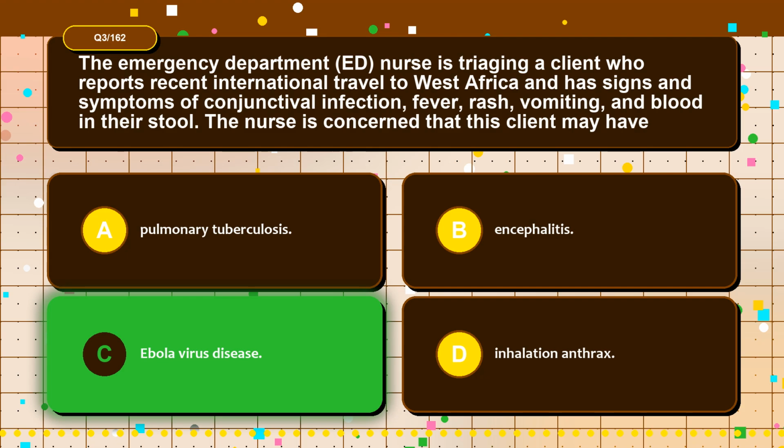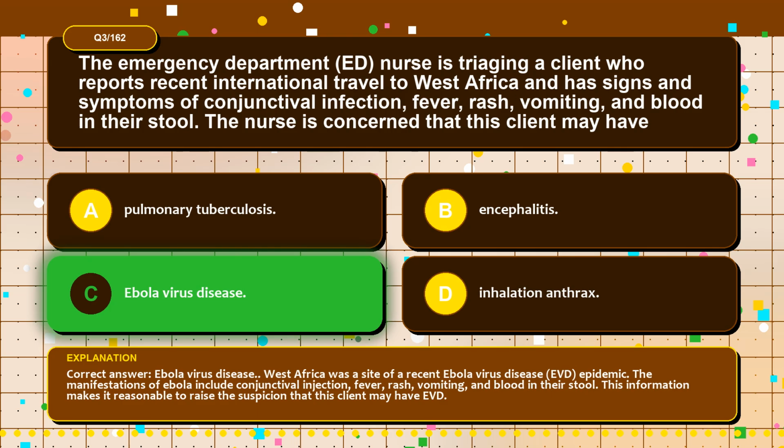The correct answer is option C. Ebola virus disease. West Africa was a site of a recent Ebola virus disease (EVD) epidemic. The manifestations of Ebola include conjunctival injection, fever, rash, vomiting, and blood in the stool. This information makes it reasonable to raise the suspicion that this client may have EVD.